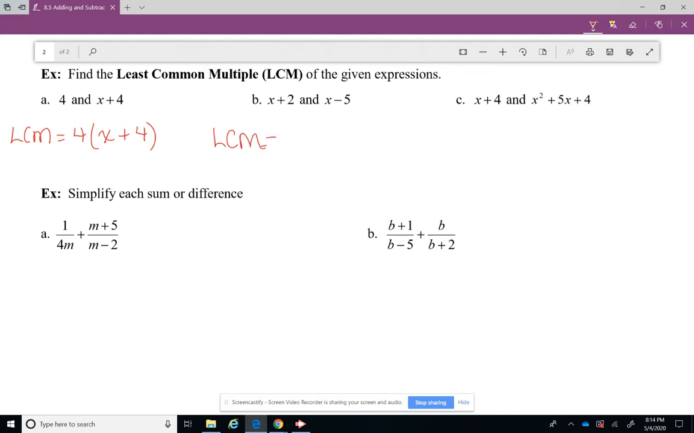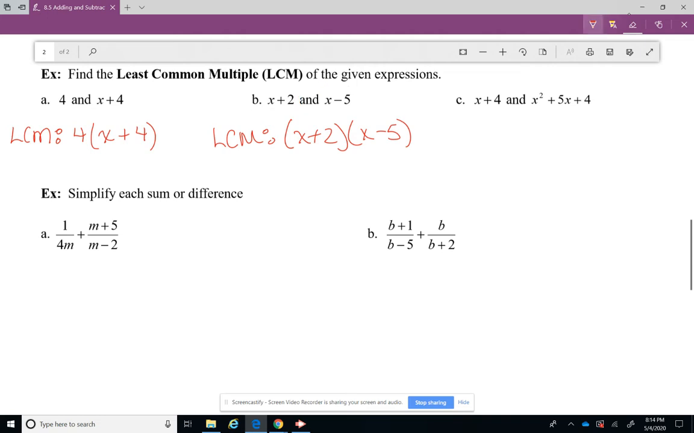Least common multiple. I think I'll put colons instead of equal signs. Well, we're going to write x plus 2. And we're going to write x minus 5. There we go. There's your least common multiple. So that really wasn't that hard.